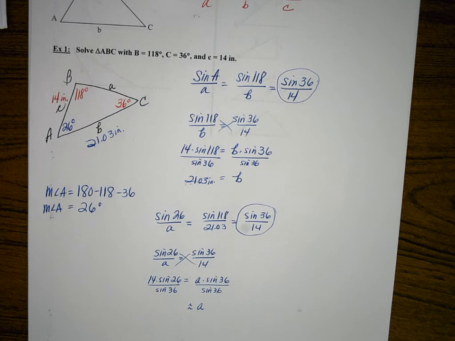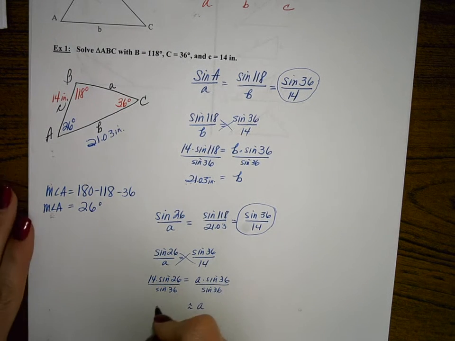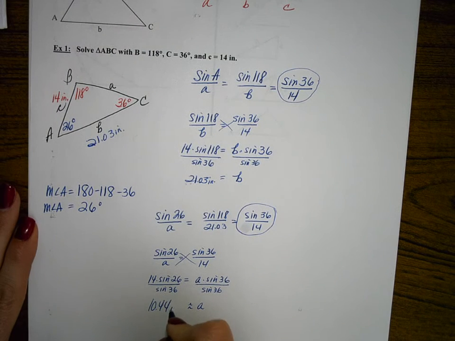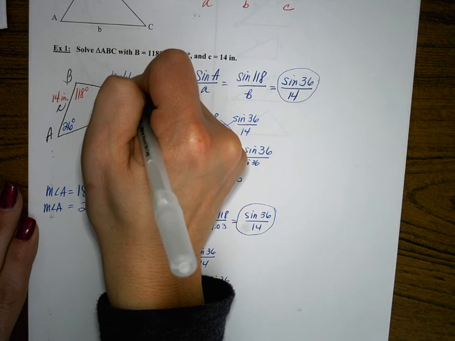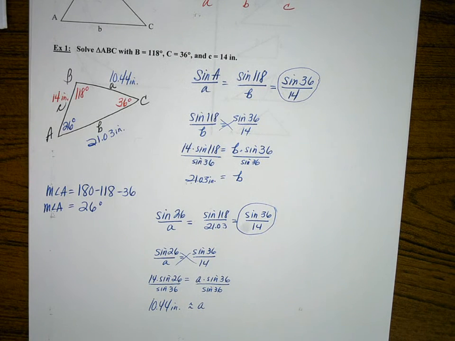All right, approximately what is little a? Does somebody have that? 14 multiplied by the sine of 26 and then divided by the sine of 36. 10.44 approximately, and that's in inches. So little a is about 10.44. I've solved my triangle. I know all of the sides. I know all of the angles. I do not quit until I know all the sides and all the angles.